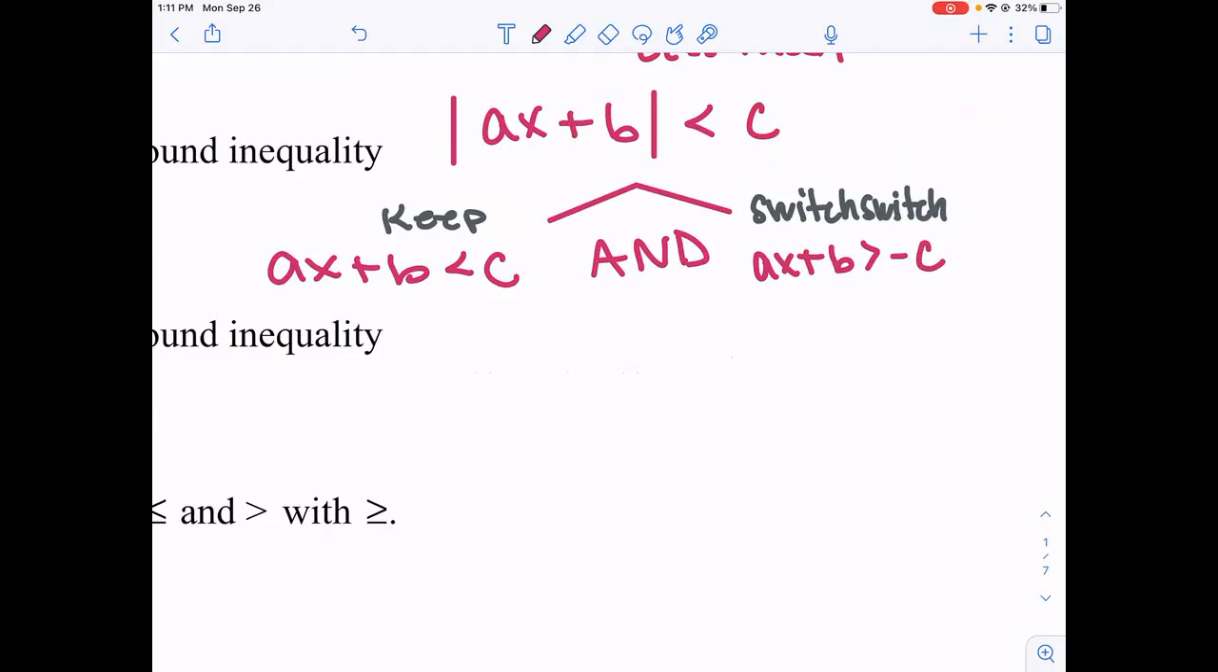Okay. So what did that switch mean? AX plus B, switch the sign. Switch the sign. Okay. Guess what?